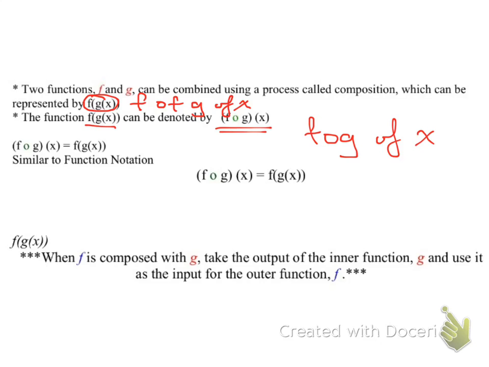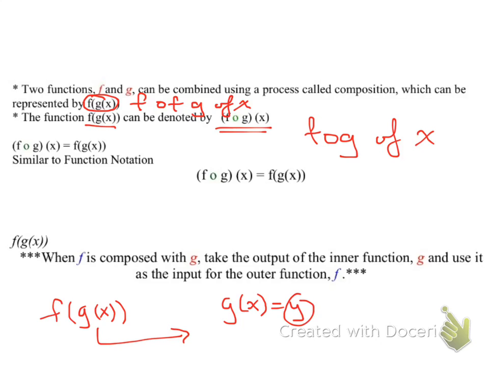So when f is composed with g, what we do is we take the output of g and use it as the input of f, right? So f of g means first we take g of x is equal to something, and then we take this something and we plug it into f, okay? So it's like doing a function twice.